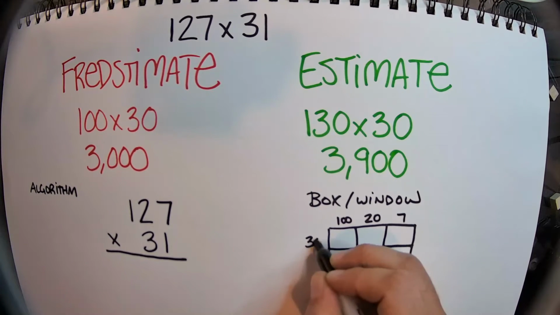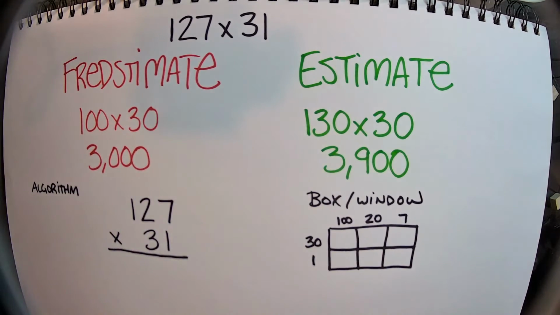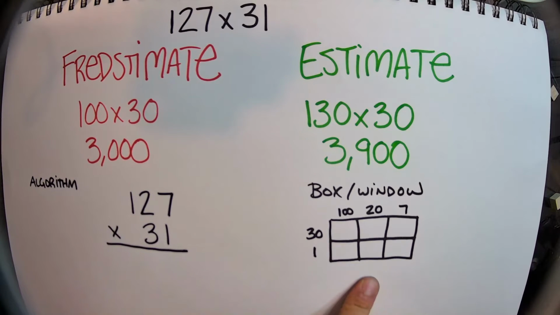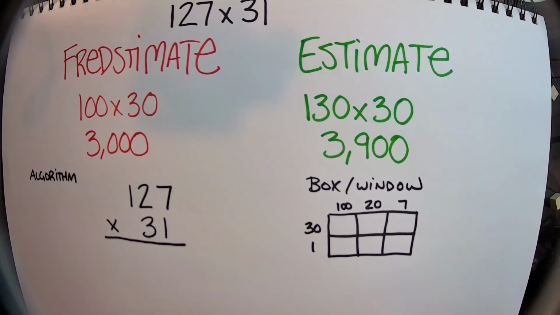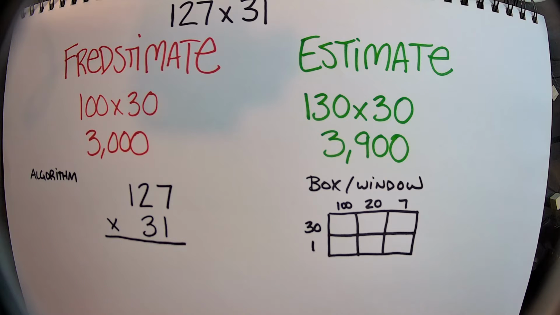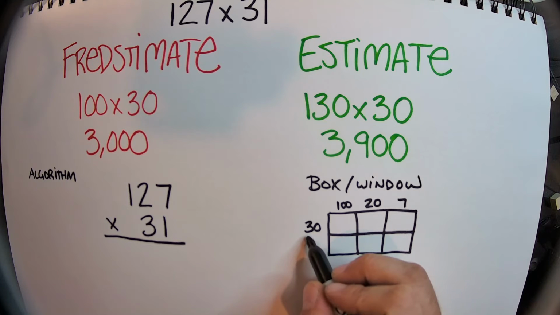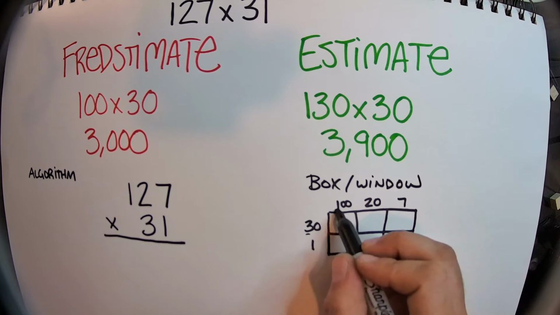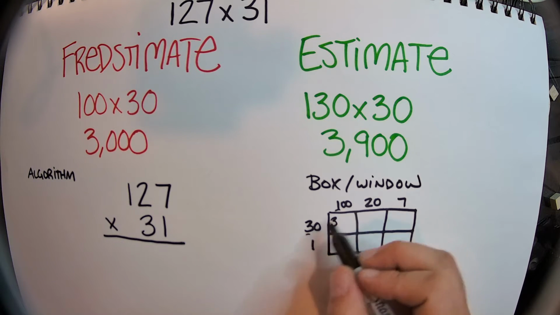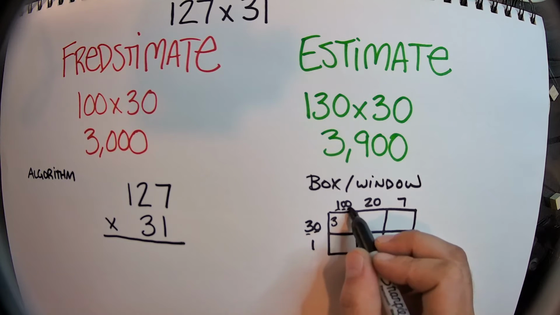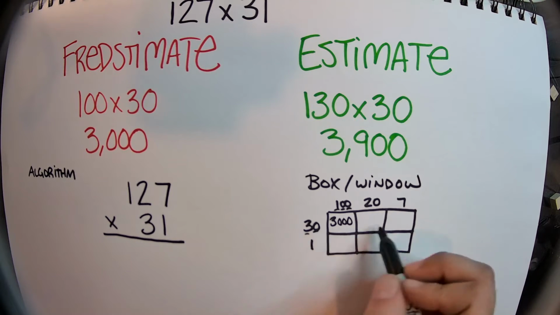All right, so here we have the same problem, 127 times 31 represented in two ways. In the algorithm and the box/window method. So let's find out what's closer, our Fredstimate or our estimate. The first thing we're going to do is use the box window method. We are going to multiply the front digit, 3 times 1. 3 times 1 is 3. So 30 times 100. 3 times 1 is 3, and there's 1, 2, 3 zeros. So that's 3,000.